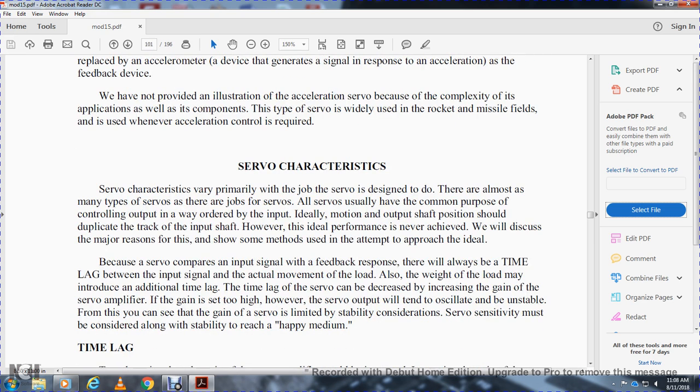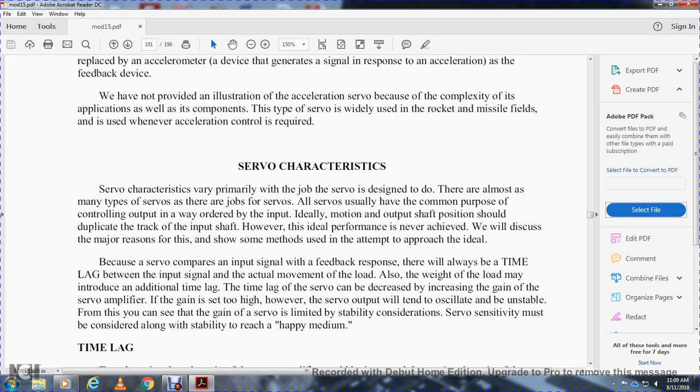Servo characteristics vary primarily with the job the servo is designed to do, and there are many types of servo, but the position servo is the first. Servos usually have the common purpose of controlling the output in the way ordered by the input. The ideal motion of the output shaft for a position servo would be to keep track of the input shaft without error. This ideal performance is never achieved, and we will discover the major reasons for it as the servo attempts to approach the ideal.